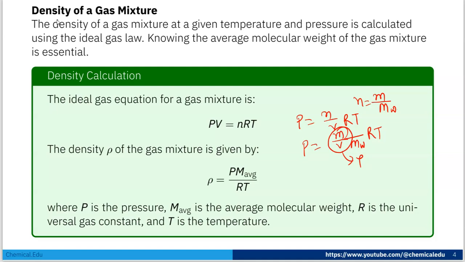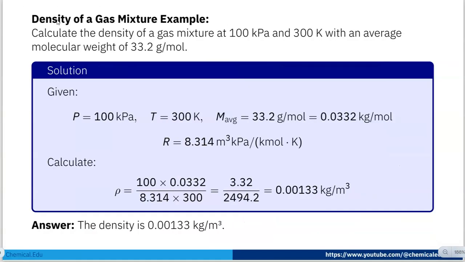Here m by V is rho. So rho is equal to P times molecular weight divided by RT. So rho is equal to P times average molecular weight divided by R and T. The ideal gas equation for the gas mixture is PV is equal to nRT, and from here we can calculate the density. So density is P into average molecular weight by RT, where P is the pressure, M average is the average molecular weight, R is the universal gas constant and T is the temperature. Now I am taking one example and I'll show you how to calculate density.